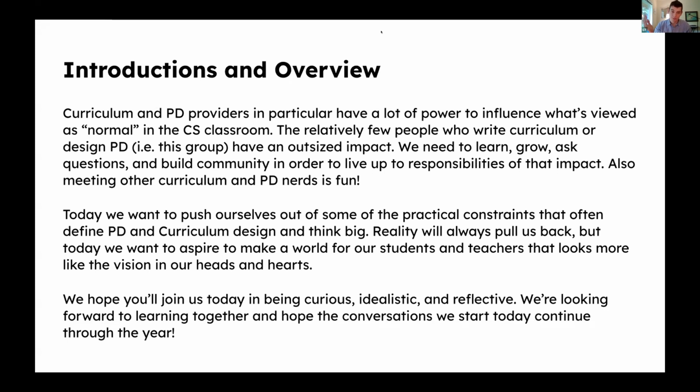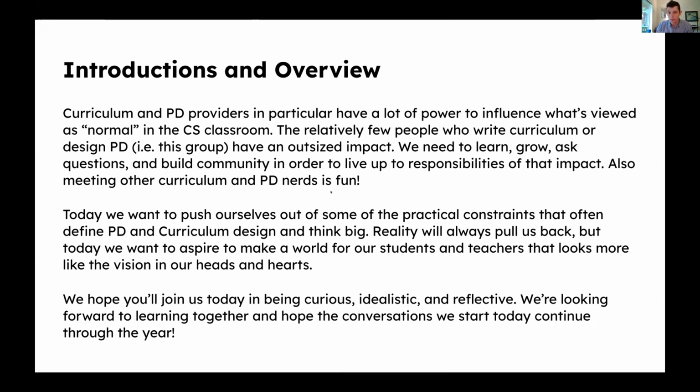And then also, it's just fun. A lot of people here are probably curriculum or PD, I'm going to call it nerds, people who love education, who love computer science, who love thinking about the needs of students and teachers and maybe broader education systems. And it's cool to just talk to other people who care about those things. Today, we do want to push ourselves out of some of the practical constraints that often define PD and curriculum design and think big.